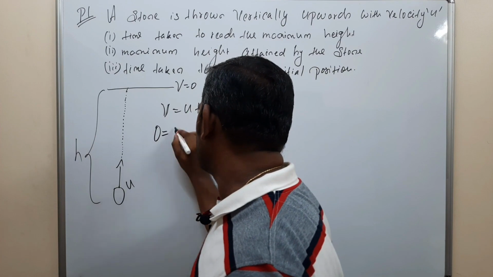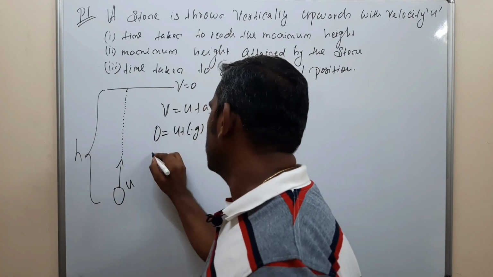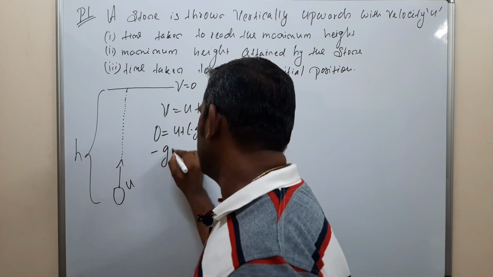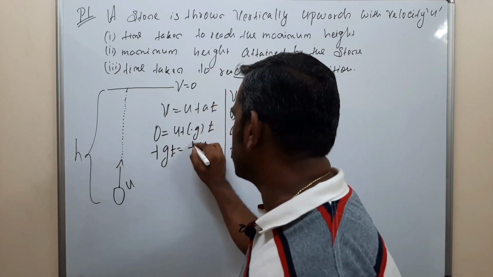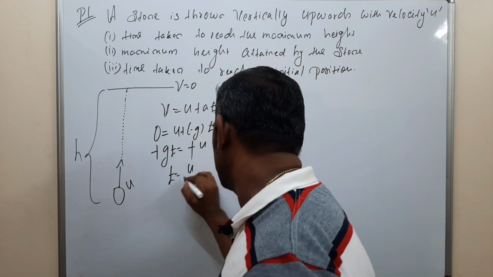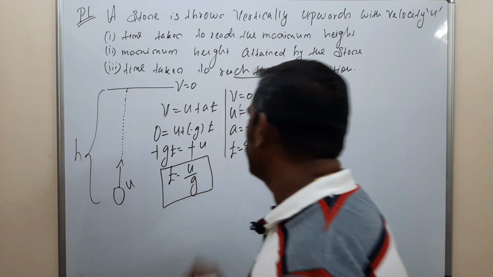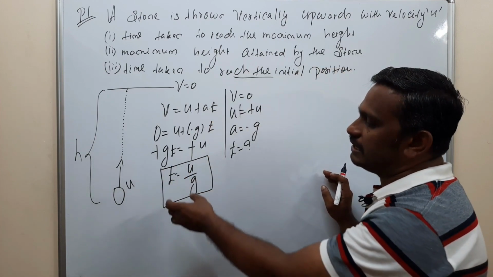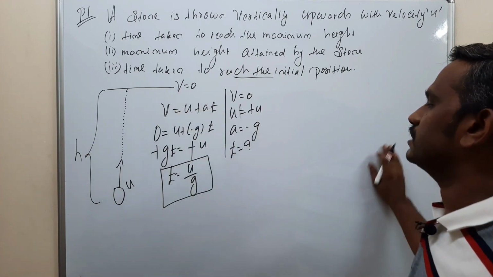0 is equal to u plus minus g t. So from this, minus g t is equal to minus u. So this minus minus cancel. So from this, t is equal to u by g. So this is the time taken by the stone to reach the maximum height.